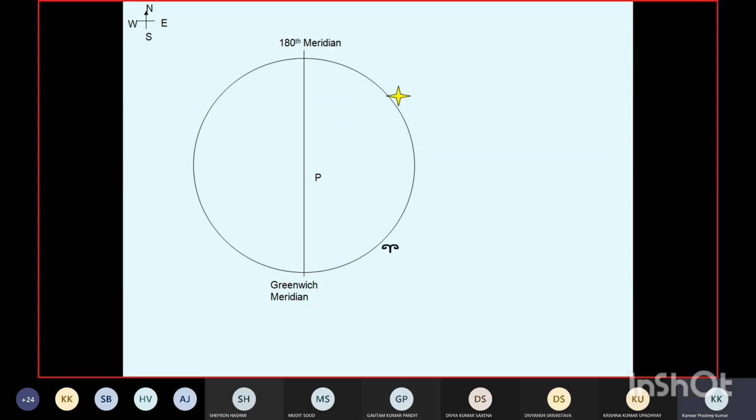Okay. Let us do another. What has changed in this diagram now? So the first point of Aries has come from the western side of Greenwich to the eastern side of Greenwich now. But remember, in the hour angle, we don't have east or west. In the longitude, we are measuring only 0 to 180, 0 to 180 east, 0 to 180 west. But in the hour angle, we don't do east-west. We measure from 0 to 360 degrees.